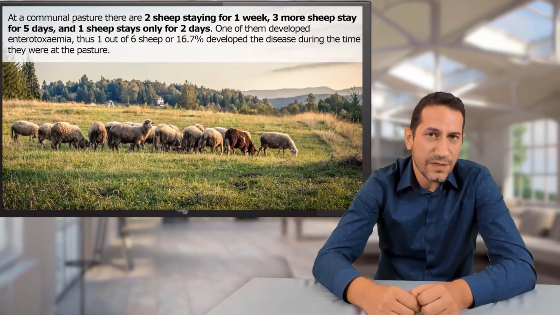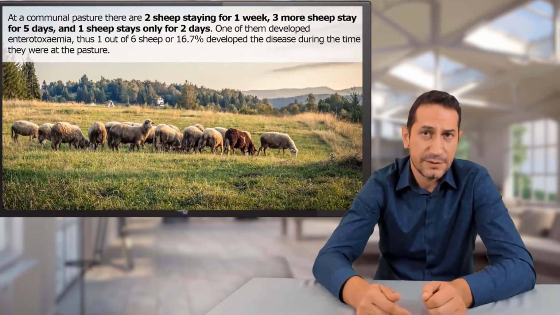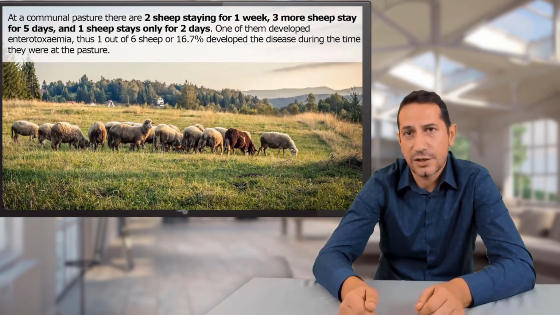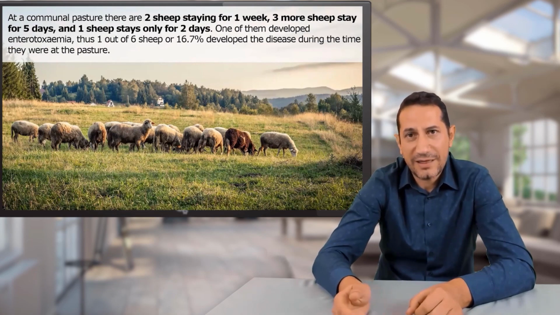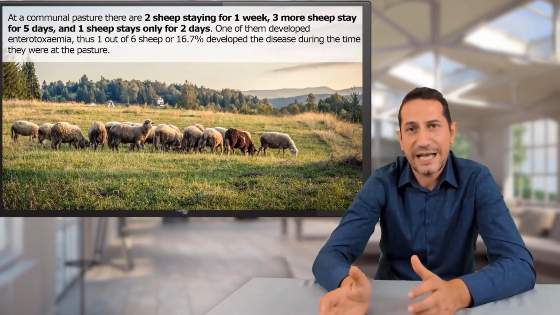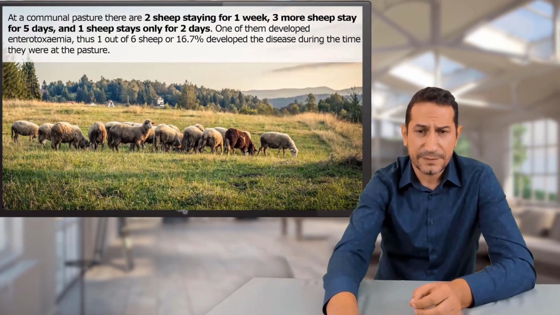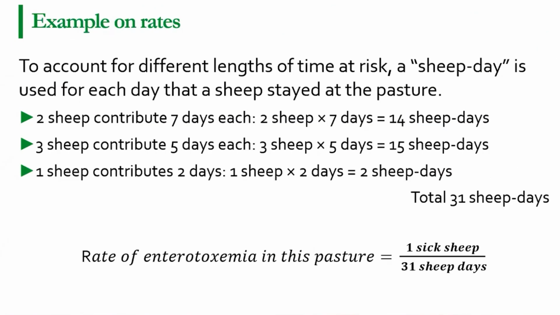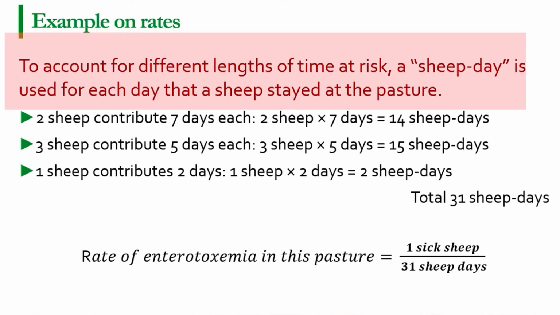However, if we think a bit more, we had different timings of exposure of the different sheep toward the Clostridial pathogen. So how do we account for the timing of exposure to the pathogen? They are more at risk and less at risk between these animals. So let's use a sheep day, which is a unit that accounts for the different lengths of time that the sheep have been at risk.